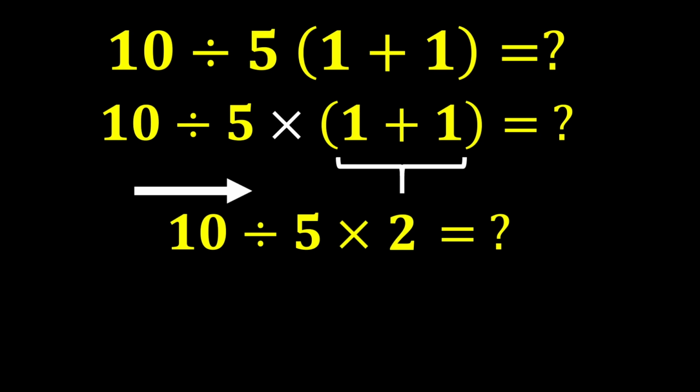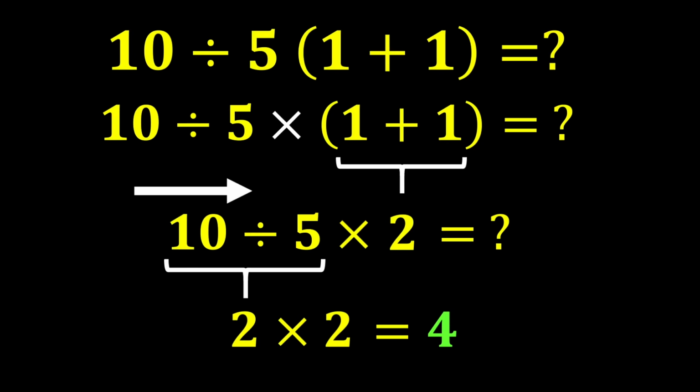Now, in this expression, if we move from left to right, we reach the division first, so we first perform the division, and then perform the multiplication. 10 divided by 5 equals 2, and finally, 2 multiplied by 2 equals 4, which is our correct final answer.